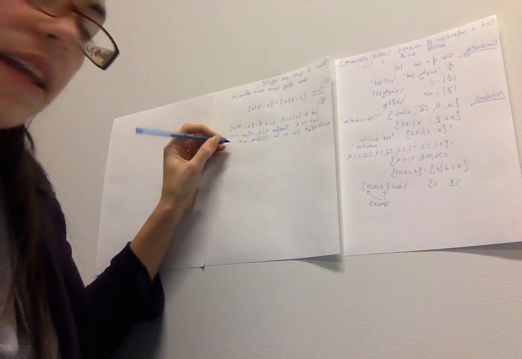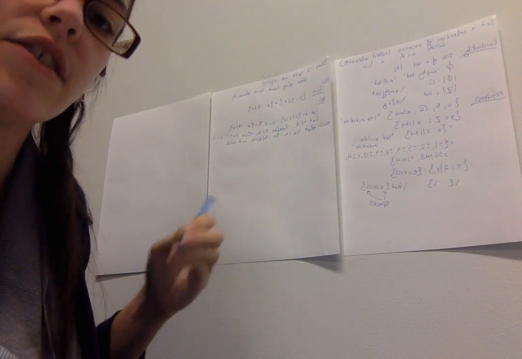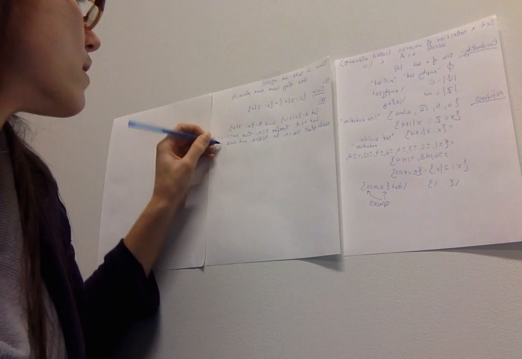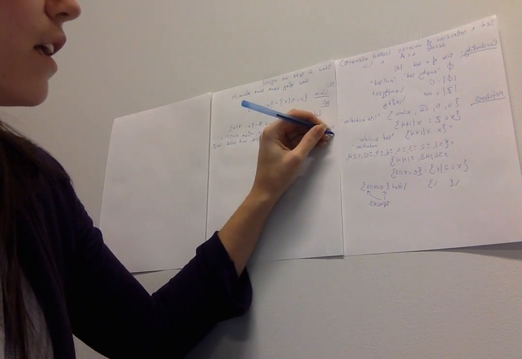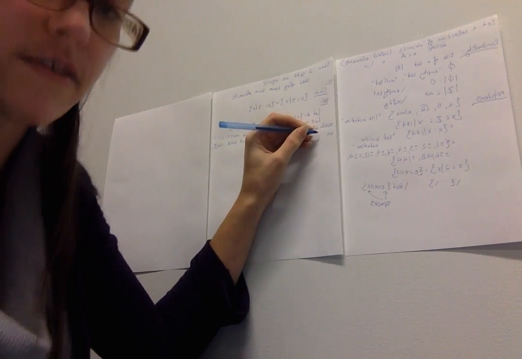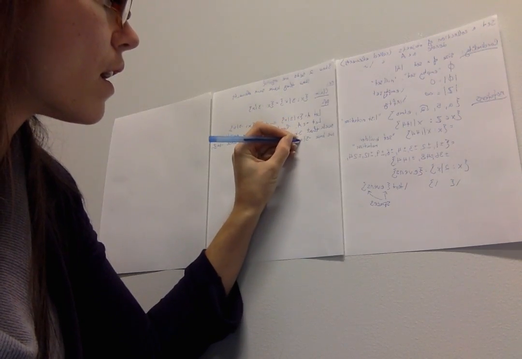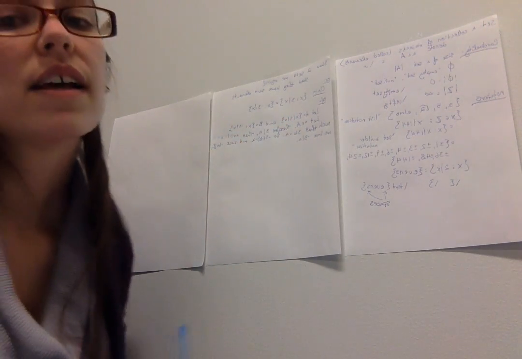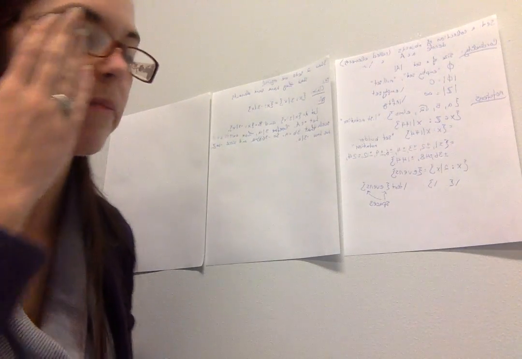And since b is an integer, negative b is an integer, therefore negative 3 divides a. Since negative 3 divides a, we now know that a is actually an element of B.